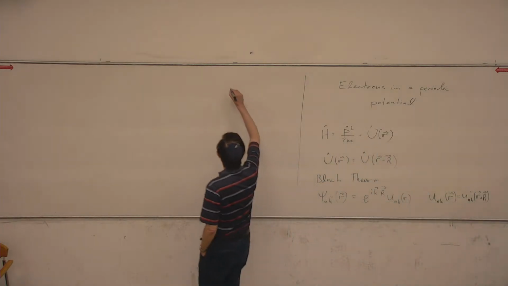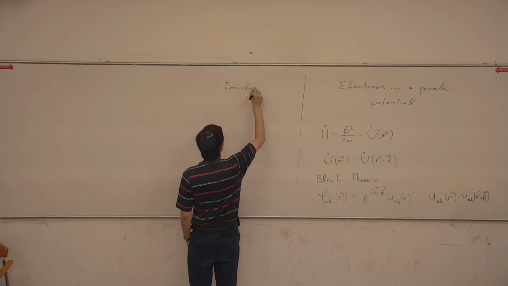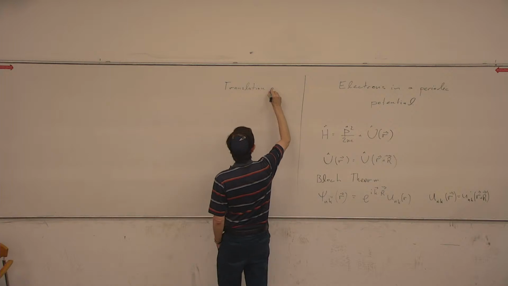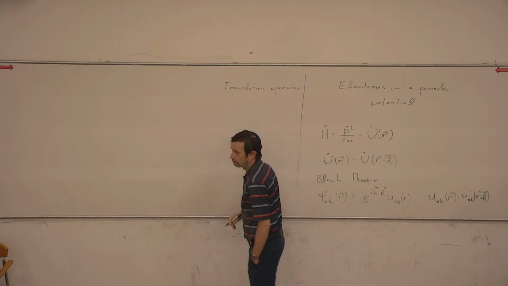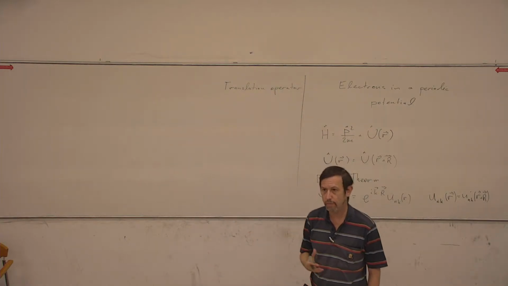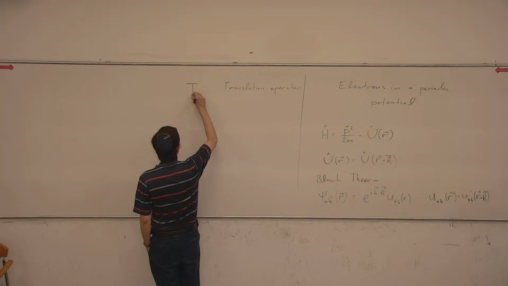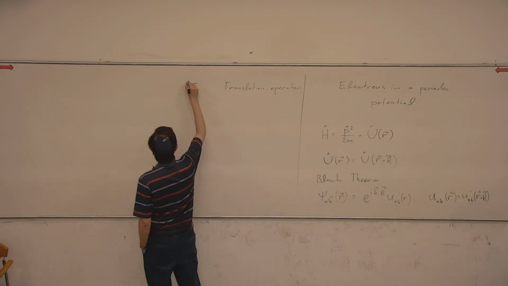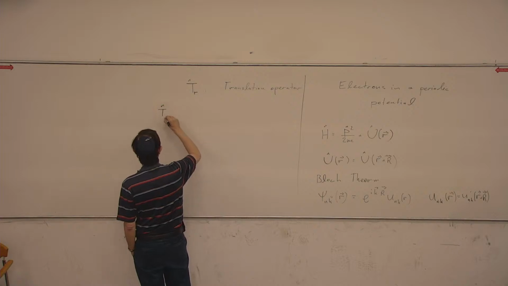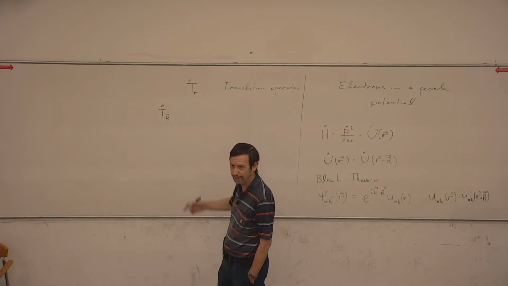We'll call it the translation operator. What does this operator do? It's like time evolution, but for space, right? It does a very simple thing. Takes this operator, we'll use it for R of course, but it could be in principle any.